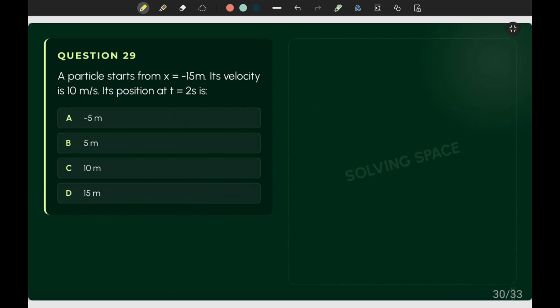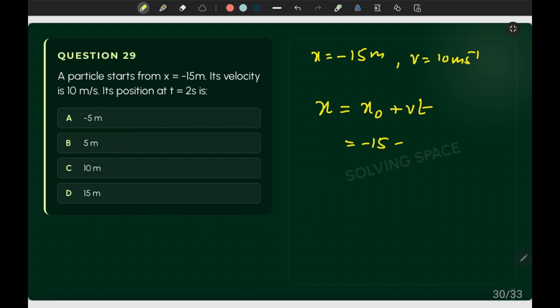Question number 29. A particle starts from x is equal to minus 15 meter. Its velocity is 10 meter per second. Position after 2 seconds? In this case, the position for a time is given by x naught plus v into t. Minus 15 plus 10 into 2. Minus 15 plus 20, that is 5 meter. Is the correct answer.